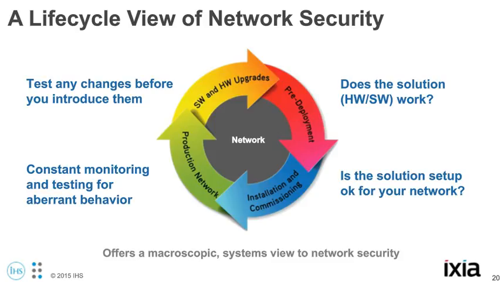As I just mentioned, each of the stages has a separate contribution to overall network security. This is indicated here in the blue text. During the pre-deployment stage, you're trying to validate whether your solution will solve all of your requirements. The purpose of the installation and commissioning stage is to check that the final solution setup is deployed correctly for your network. The production stage is concerned with constant monitoring and testing for aberrant behavior. And the last stage, upgrades, is focused on testing any changes before you introduce them into the network. Basically, you want to prevent as many self-inflicted injuries as you can here. So let's jump into the first stage, pre-deployment.